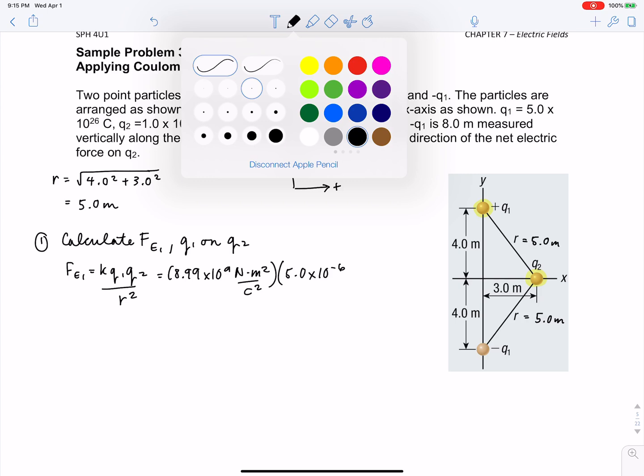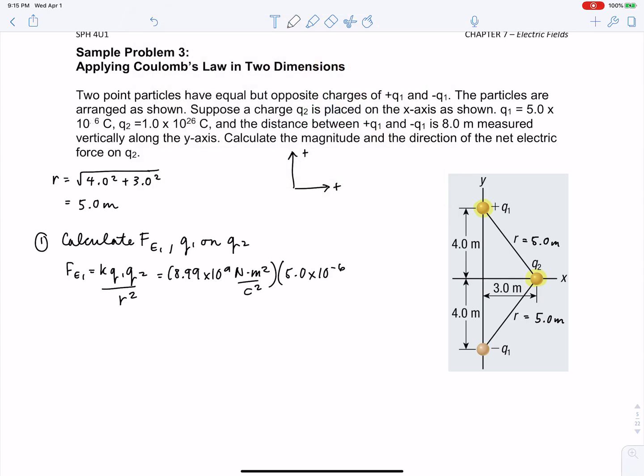And I apologize, it may not look like that on my note, but I believe you have the updated note with the correction. It's negative 6, negative 6. Okay. And Q2 is 1 times 10 to the power of negative 6. We just calculated the distance between them. We said it was 5 meters. So Fe1 is 1.8 times 10 to the power of negative 3 newtons.